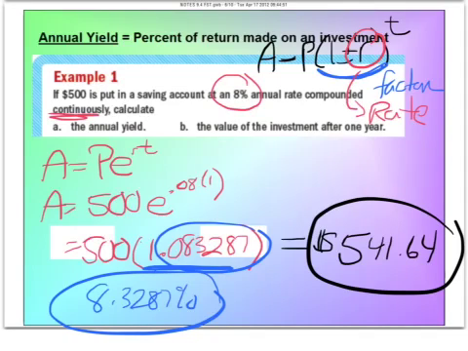If you wanted to, you could figure out the increase another way. You could take the 541.64 and divide it by the initial $500. So if you were to take this amount, divide it by 500, you're going to get 1.08328, and from that you can actually get the actual annual yield from there.